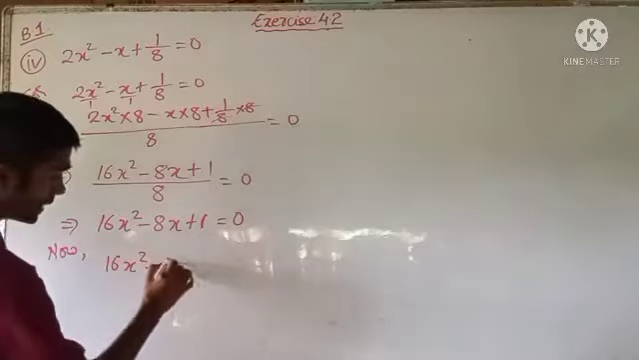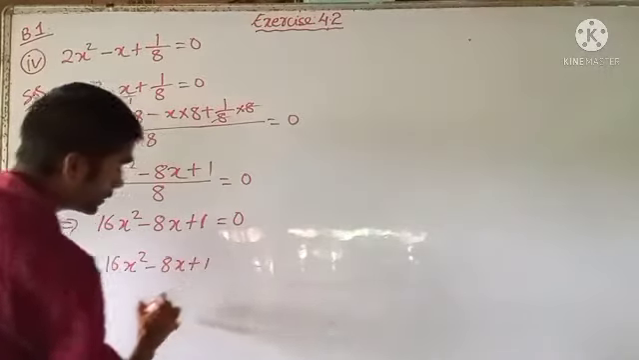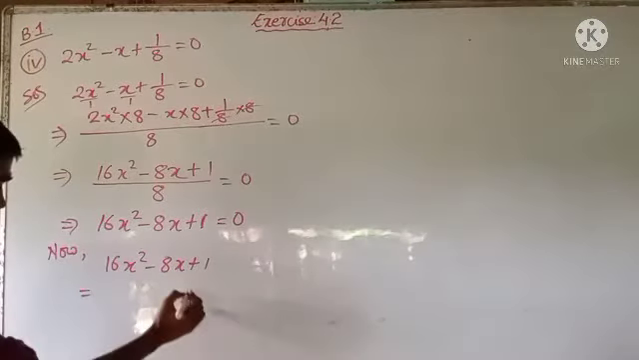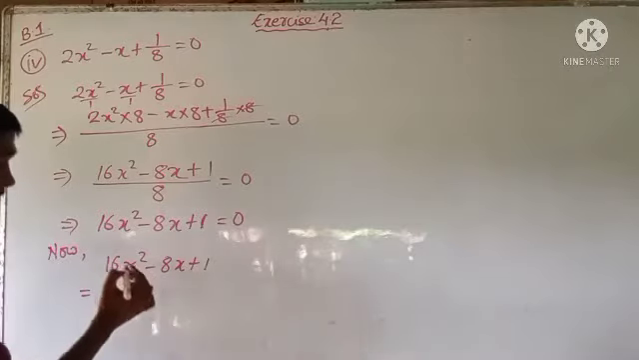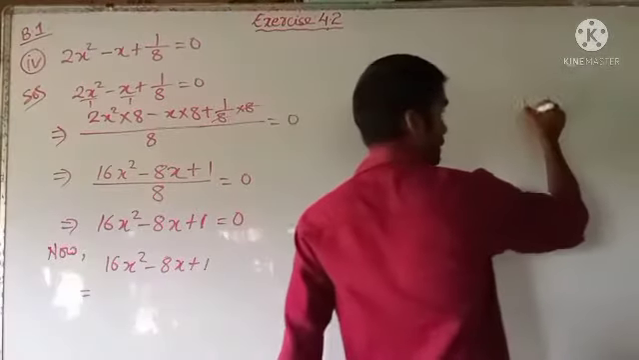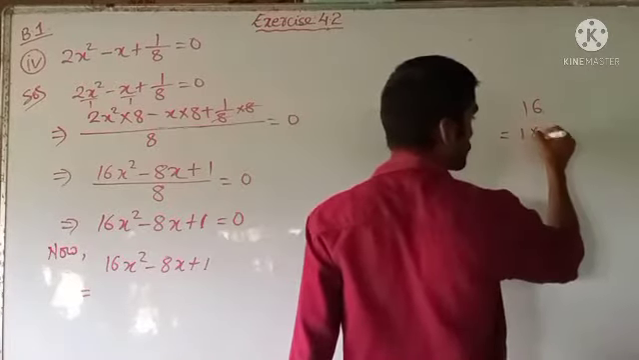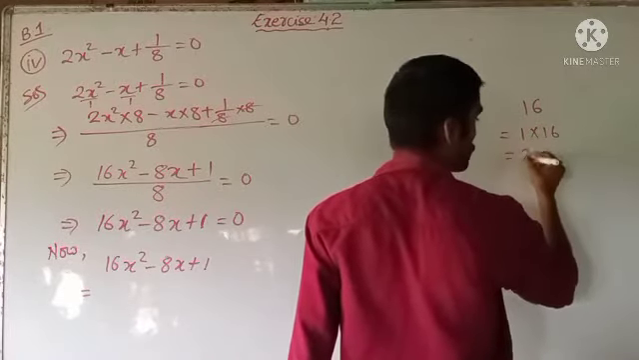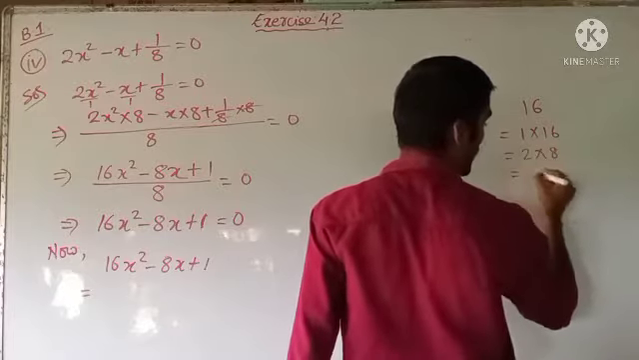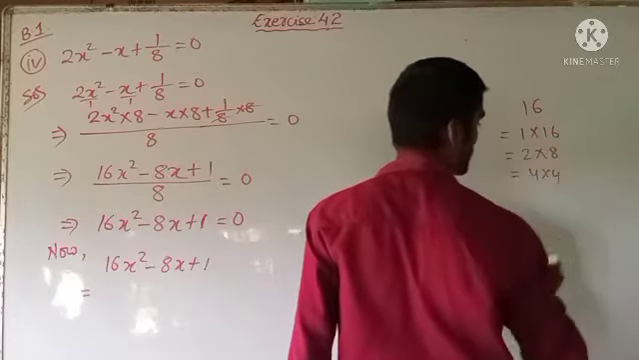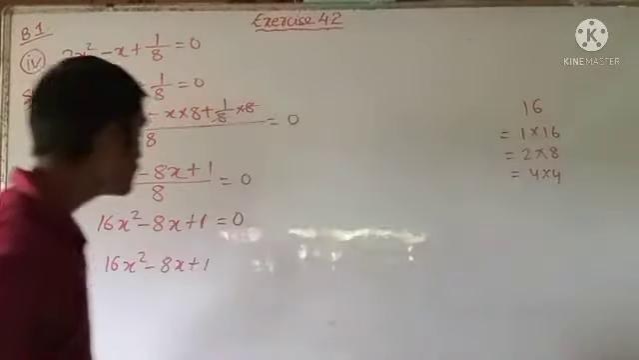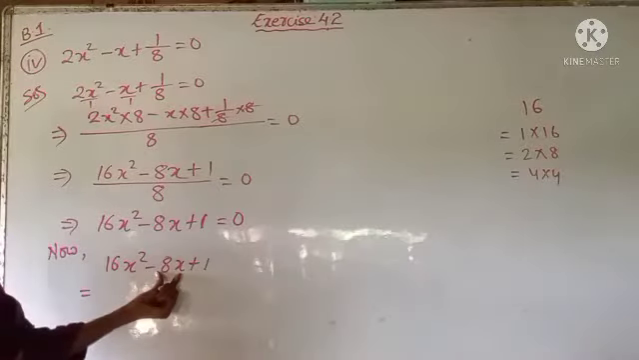16x square minus 8x plus 1. 1 into 16 will get 16. Now factors of 16 we will find. 1 into 16 will get 16. Again 2 into 8 will get 16. Again 4 into 4 will get 16. Again it is not possible. Now we need the middle term either by addition or by subtraction.